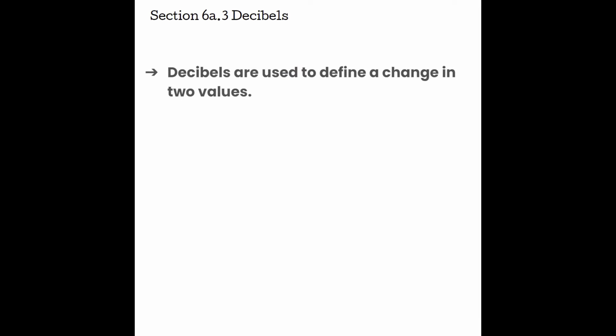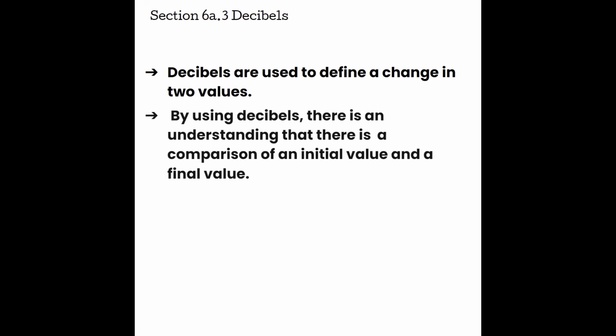Section 6A.3, decibels. When we refer to attenuation, and as we'll learn in a subsequent unit, amplification, we are referring to the change in amplitude, power, or intensity. This relative change is typically measured in decibels. Decibels are used to define a change in two values. By using decibels, there is an understanding that there is a comparison of an initial value and a final value.